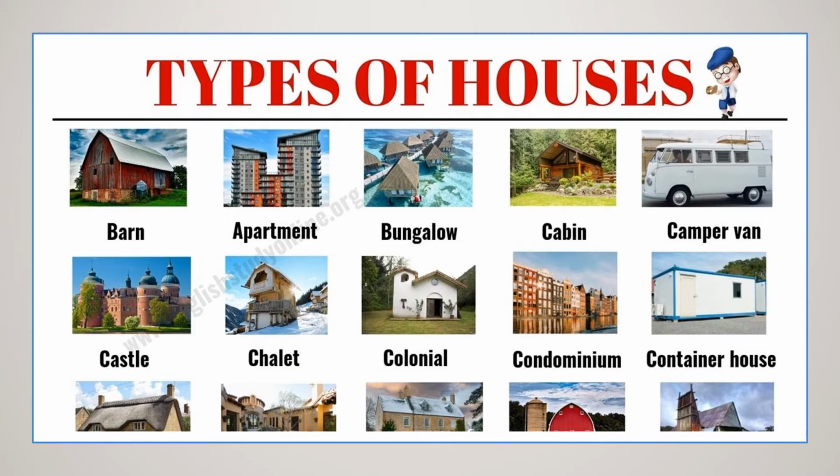We have the van, the apartment, the bungalow, the cabin, the camper van, the castle, the chalet, the colonia, the condominium, the container house, and so on and so forth. We have different houses around the world. So here we will be talking about different types of houses.